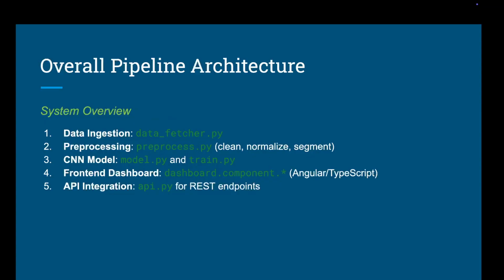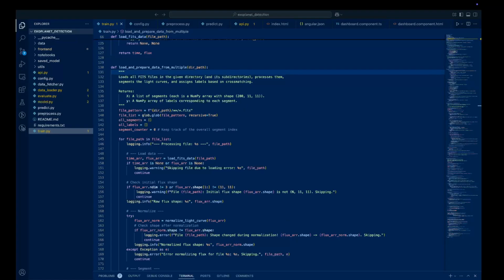Now let's dive into how our pipeline is structured. We break the process down into a couple stages: data integration, pre-processing, our model, our front-end dashboard, and our API integration. And for our training pipeline, we can further break it down into 3 main stages: the data loading and pre-processing, building the TensorFlow data pipeline, and finally model creation and training. And we'll start with that breakdown.